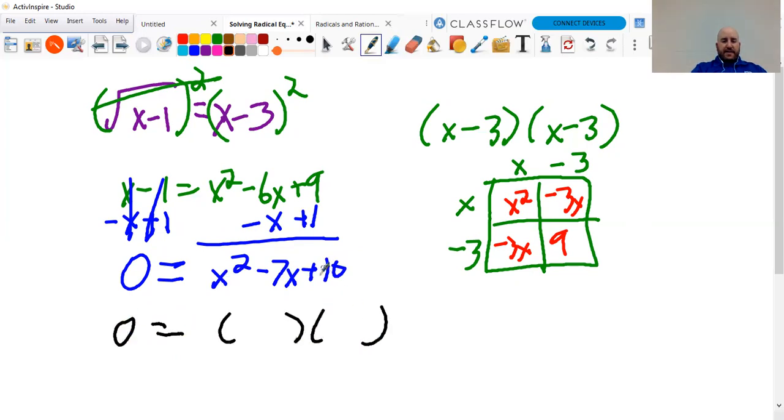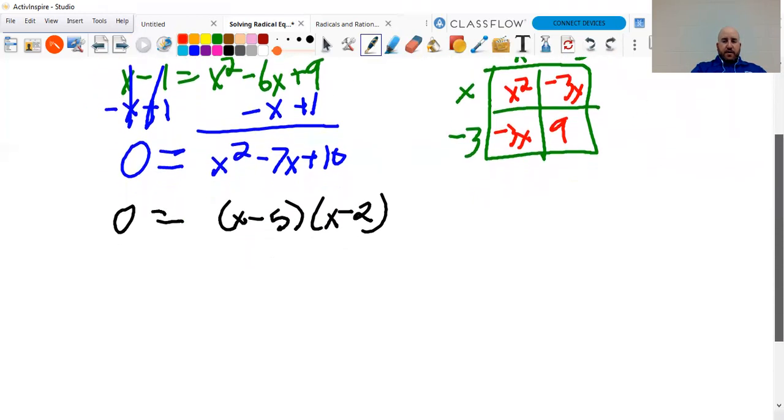What can I multiply to get 10 that adds or subtracts to give me 7? It'd be 5 and 2. 10 is positive, so both my signs have to be the same. 7 is negative, so both are negative. Negative 5 and negative 2 add to give me negative 7 and multiply to give me positive 10. So those are my 2 factors.